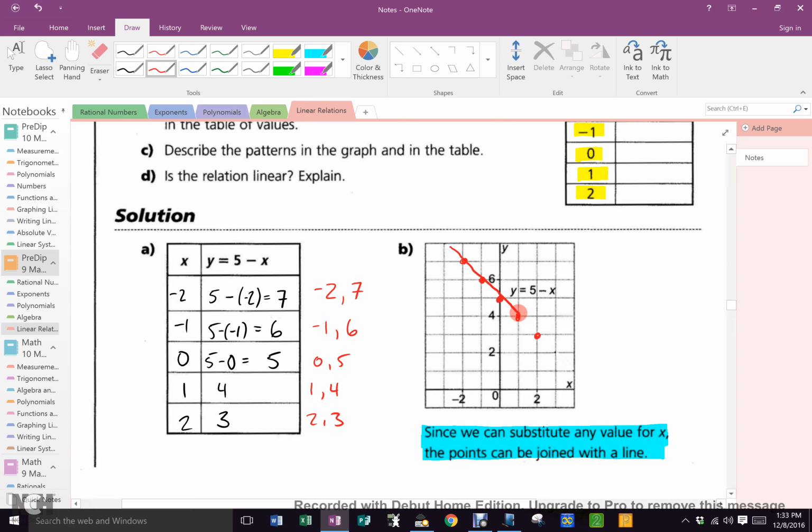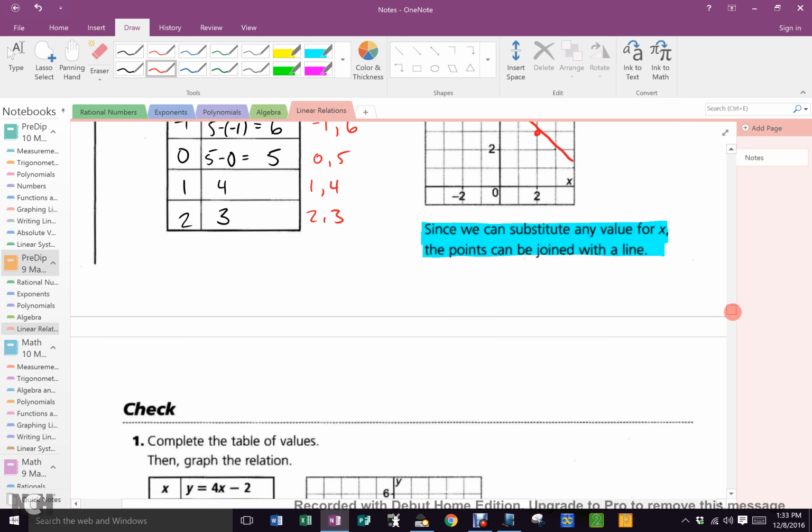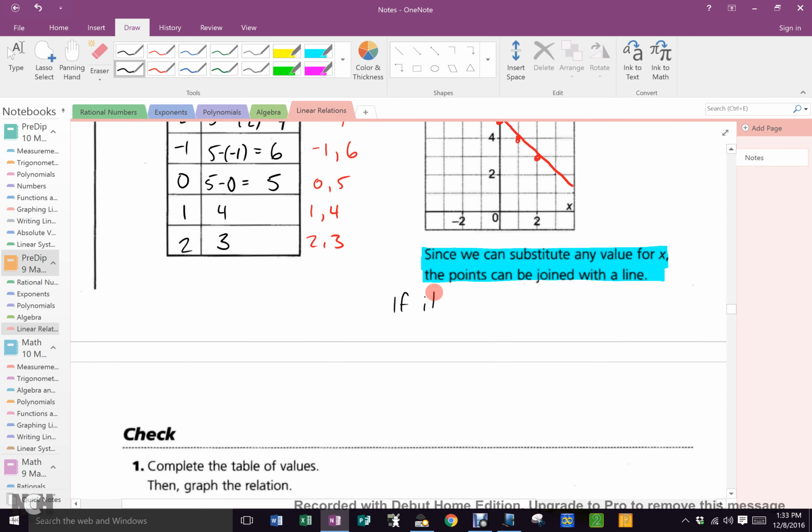Now, let me give you a little warning here. If it's real life, it's often discrete, which means you can't always fill the line. If it's math, it's often continuous, which means you do. Discrete, no. Continuous, yes, for a line. Okay? Almost always.